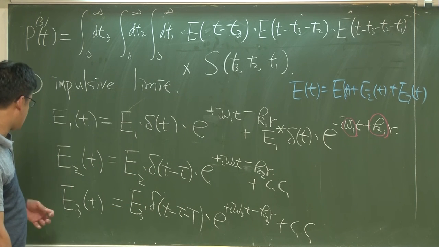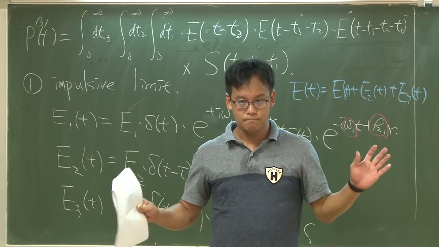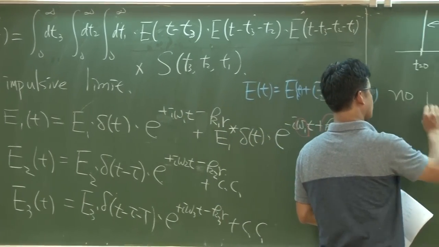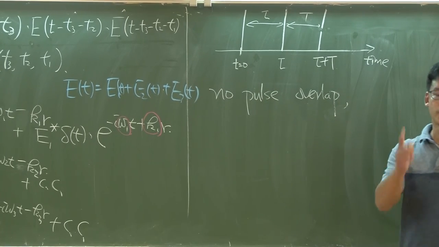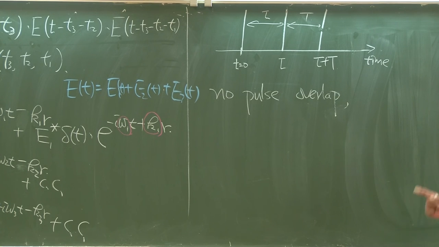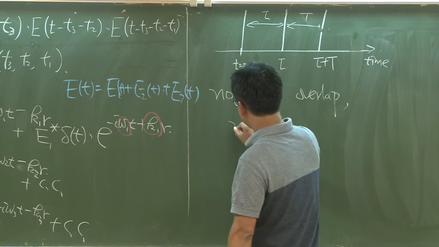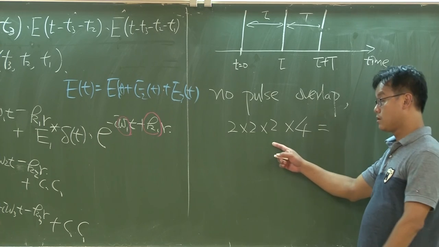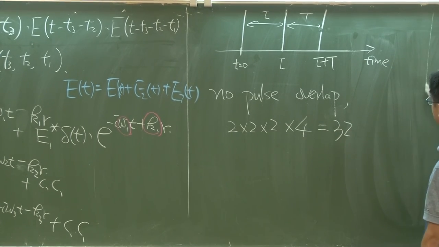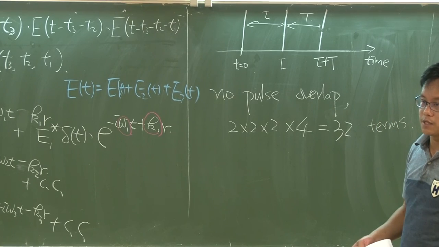Okay, so by making this approximation, you consider the experiment at the impulsive limit. There is no pulse overlap. At any instance of time, only one pulse will contribute to the experiment, to the signal. So you end up with 2 times 2 times 2, those are field contributions, times 4. Now you have 32 terms. This is already a significant reduction from the original 800 and something, 864 terms.